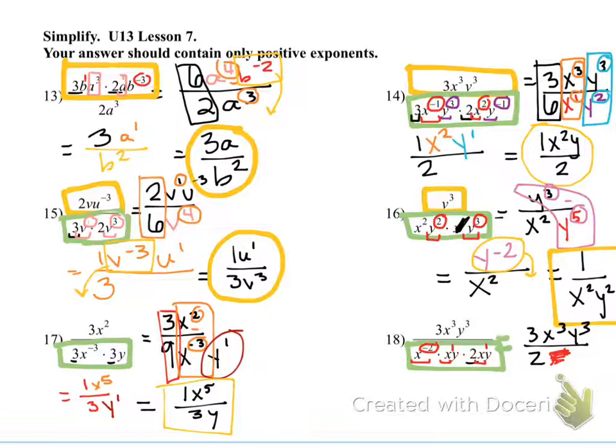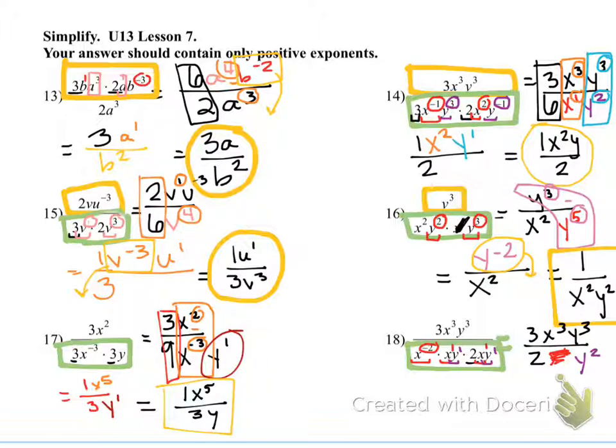And now we can take a look at our y's. So our y's here, I've got a y to the 1st power, y to the 1st power, so 1 plus 1 gives me y squared. So I simplified the top, I've simplified the bottom. My last step to do is use our quotient rule to finish simplifying.